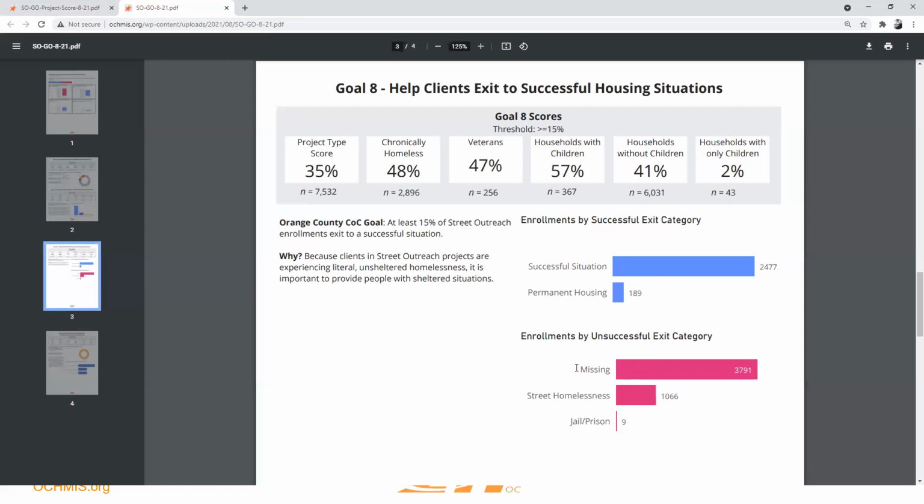And then for those not exiting to successful situations, not surprisingly, the majority have missing data, usually because, like Cassie was saying, clients disappear, and because of that, you don't have that information. So you have to report that as missing. There were a good chunk that exited to street homelessness, and then only a couple that exited to jail or prison.